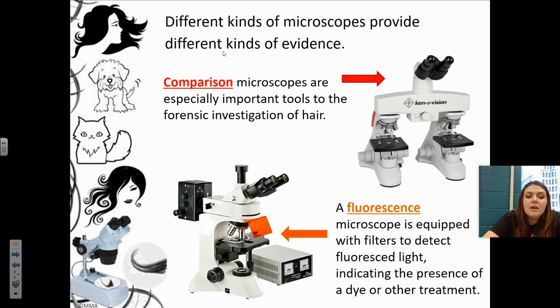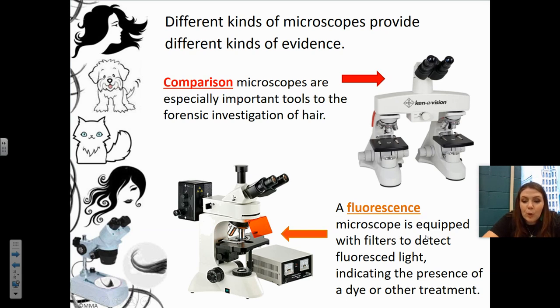That's using a microscope versus not using a microscope. Kind of obvious. There are different types of microscopes that can really help us. There's a comparison microscope where you can literally put the suspect's hair here and the crime scene hair here, look at them at the exact same time and see how similar they are. It's a very good microscope for all forensic investigations because you can see them side by side, the suspect's compared to the crime scene. Pretty important tool. I wish we could afford one.